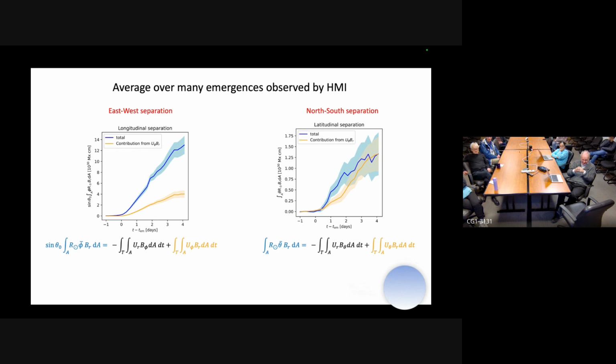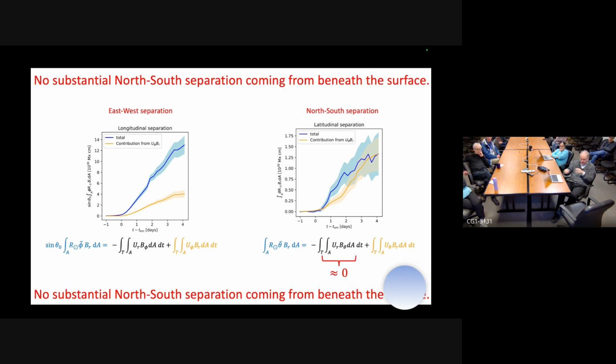I can now look at the same, but in the north-south separation. And here we see something different. The blue and the yellow curves are almost the same. And this is telling me that the north-south separation is not coming from beneath the surface. Compared to the east-west separation, there's no substantial north-south separation coming from beneath the surface. The separation we see in the north-south direction is coming from a U theta motion carrying radial flux at the solar surface. And this, I think you should find surprising.